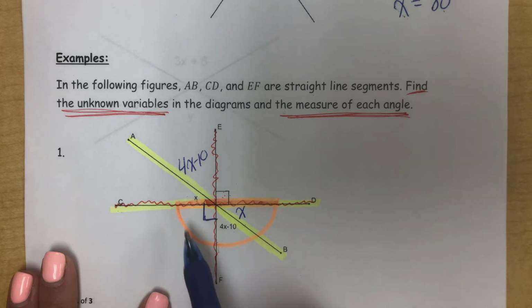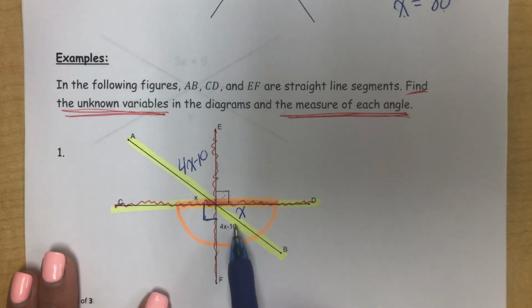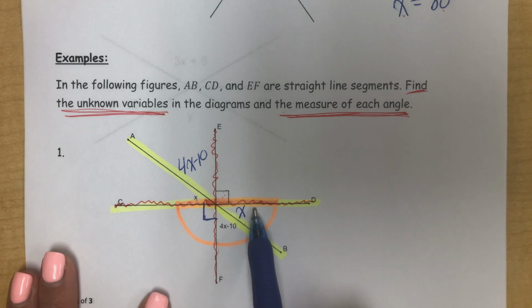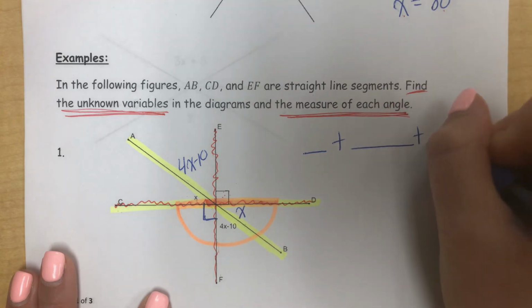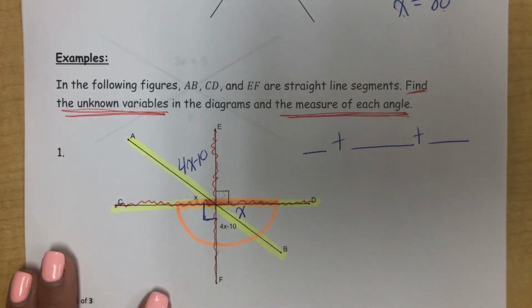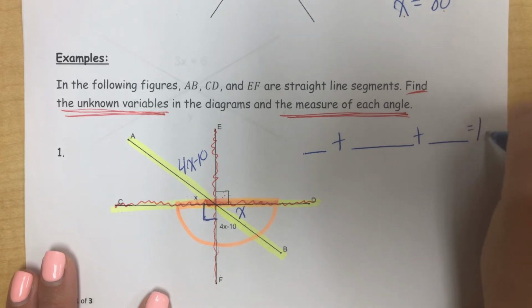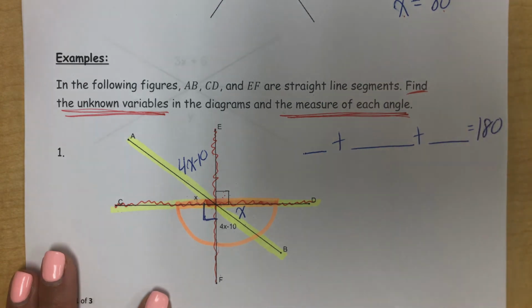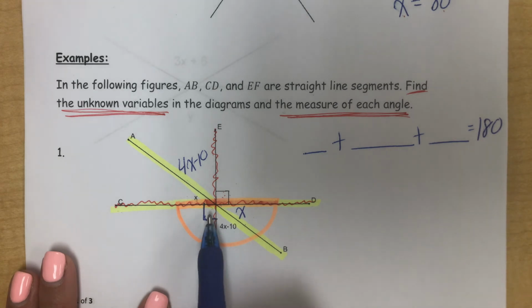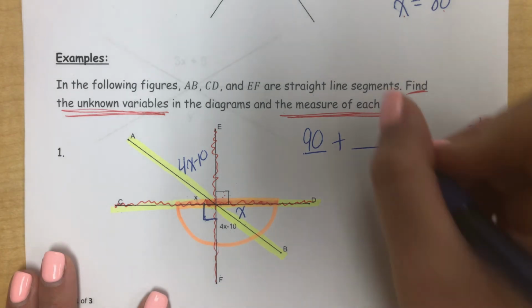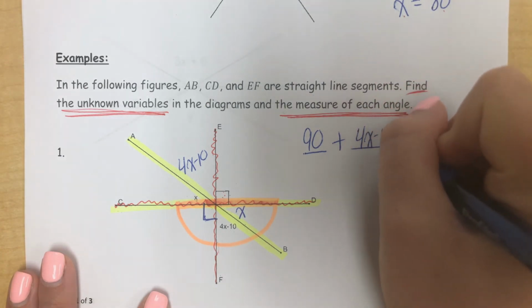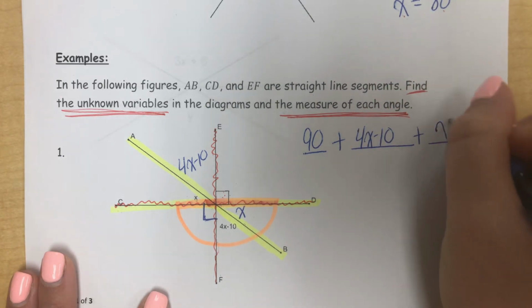And as I'm looking through, I can see that there's 1, 2, 3 angles that are lying on this line. So I should have 1, 2, 3 different angles in the equation that I'm about to set up, and they should all equal 180 degrees because that's how many degrees are in a line. All right, so the first number I have is 90. The next is 4x minus 10. And then the last is x.